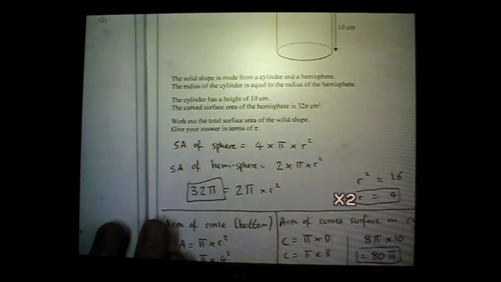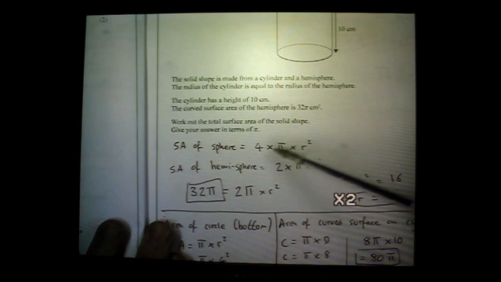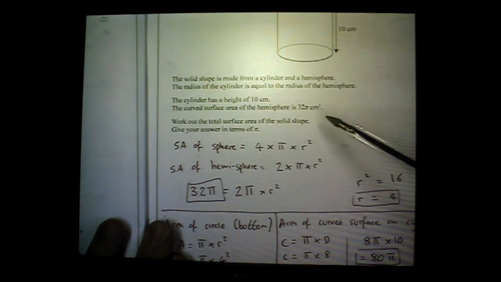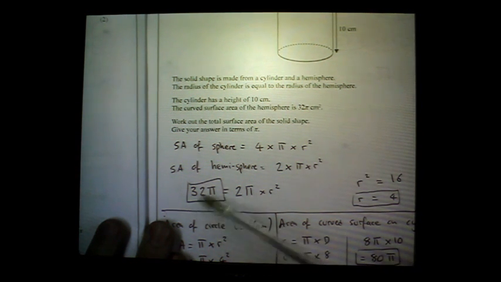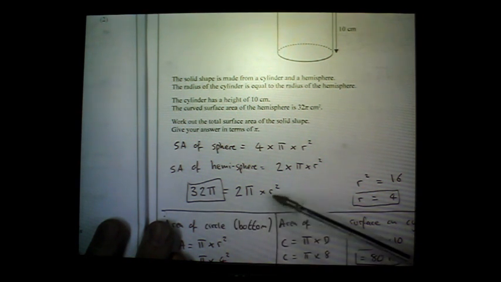So the surface area of a hemisphere, because it's half of it, is going to be half of that. So I've halved it because I've just halved the 4 to a 2. So that's how I've got that. So we're told the curved surface area of the hemisphere is 32 pi. So the surface area of the hemisphere is 32 pi. So that equals 2 times pi times the radius squared.